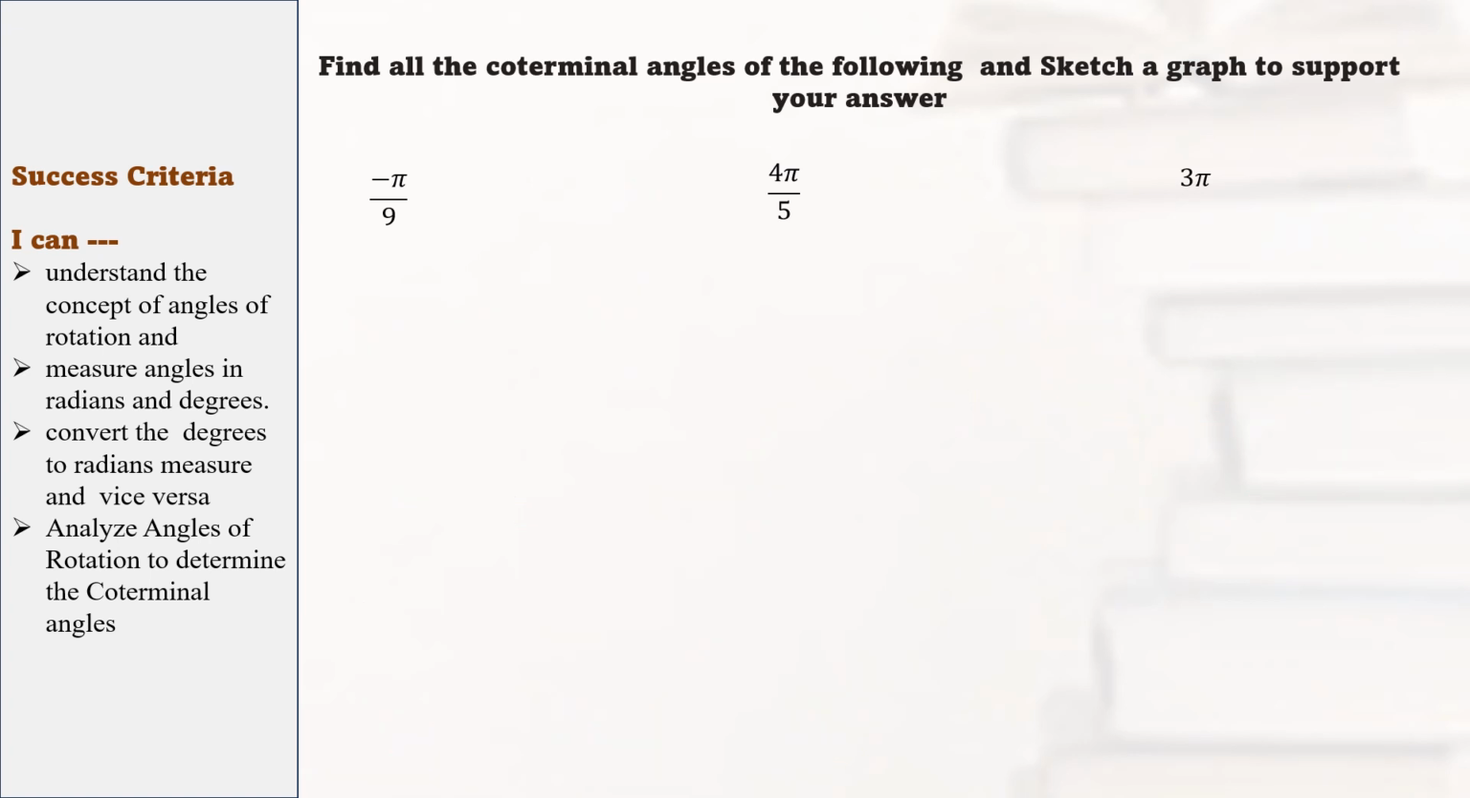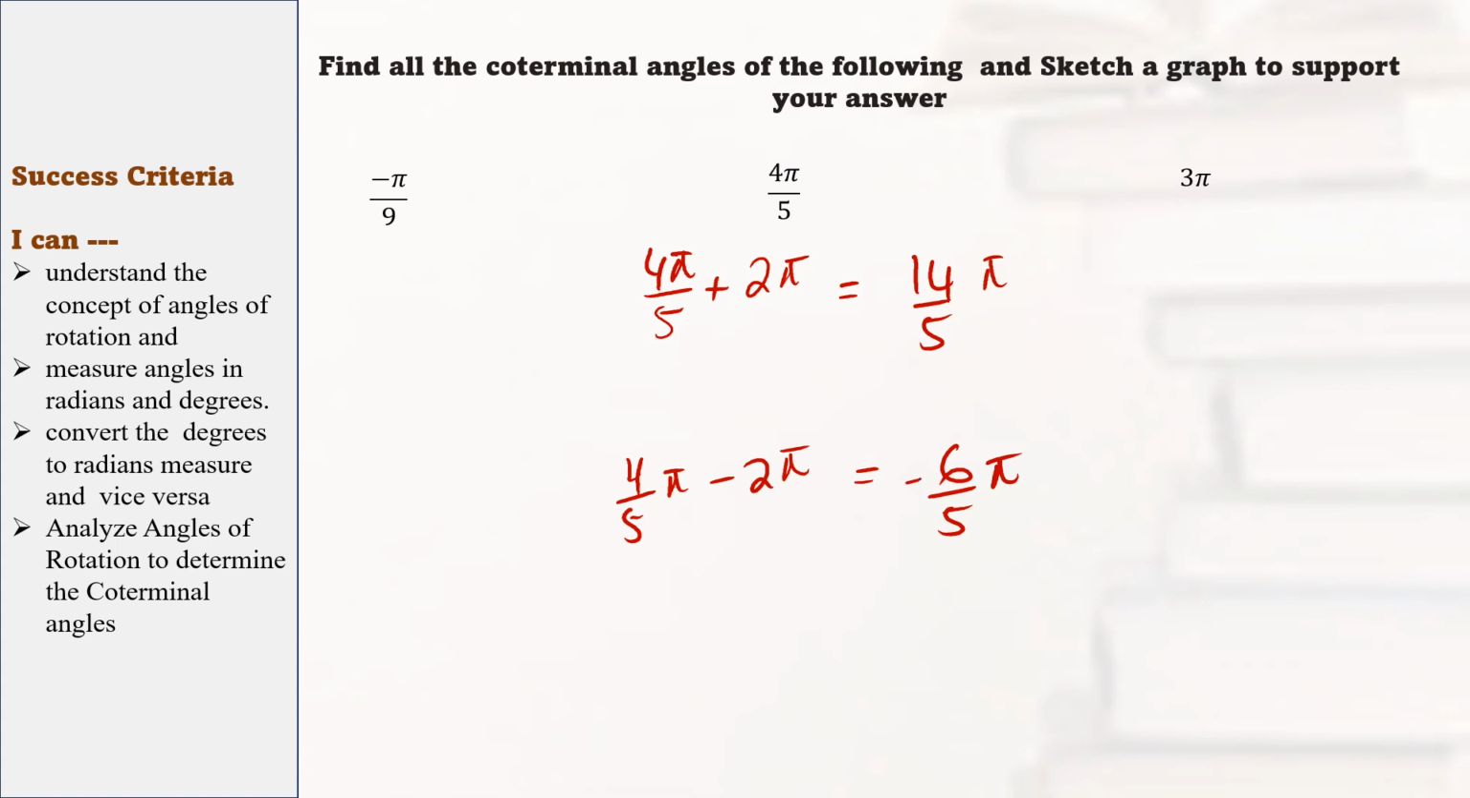Now let's make 4 by 5 pi. First of all, I want to write here 4 pi over 5 plus 2 pi, and one time I will write 4 over 5 pi minus 2 pi. So if I write here 10 plus 4, that is 14 by 5 pi, and here I will get minus 10 plus 4, 6 by 5 pi with the negative sign.